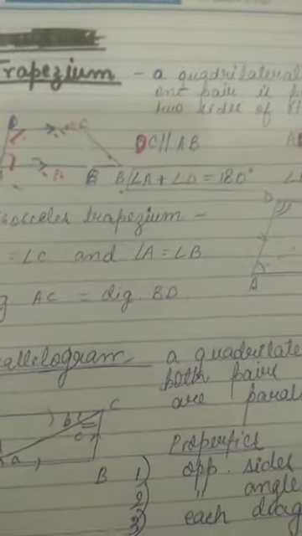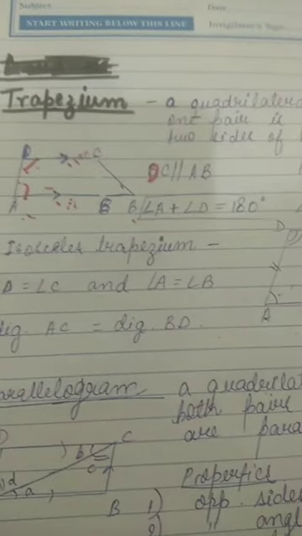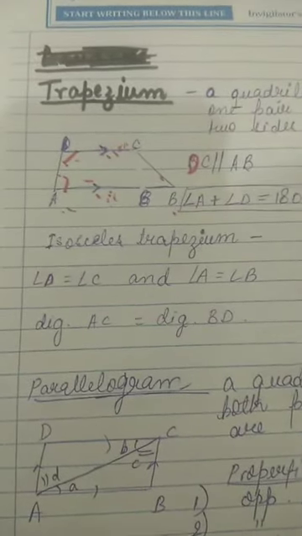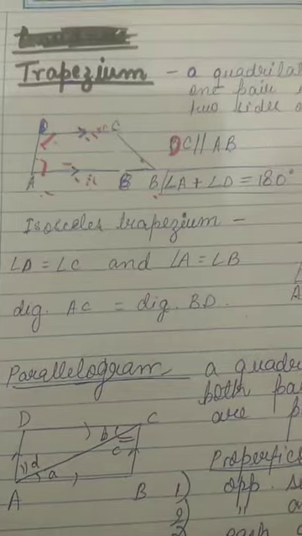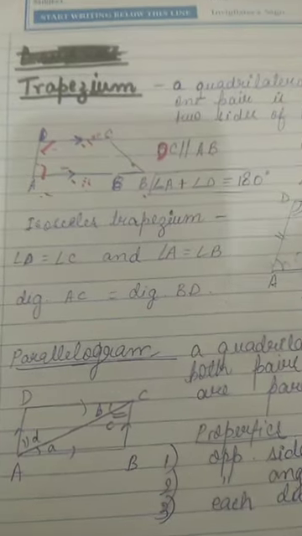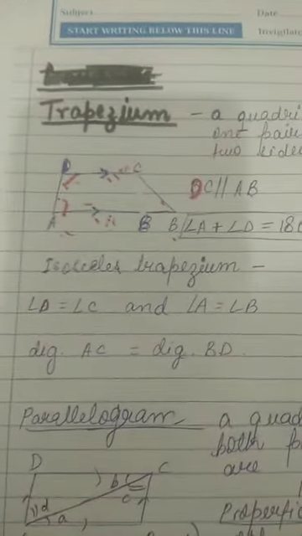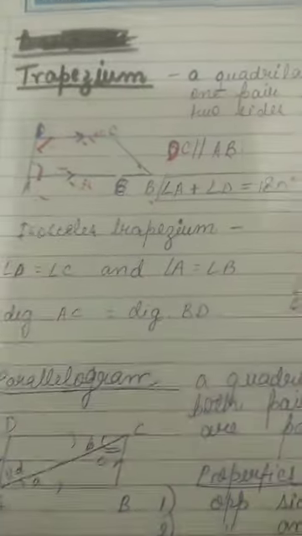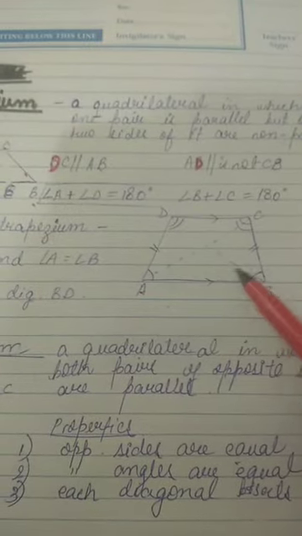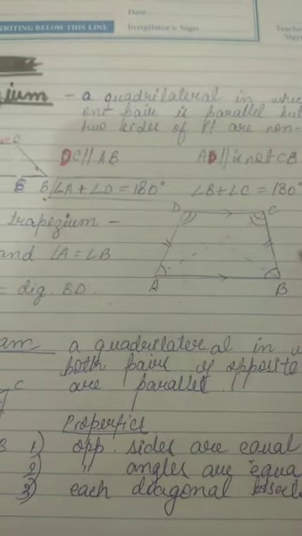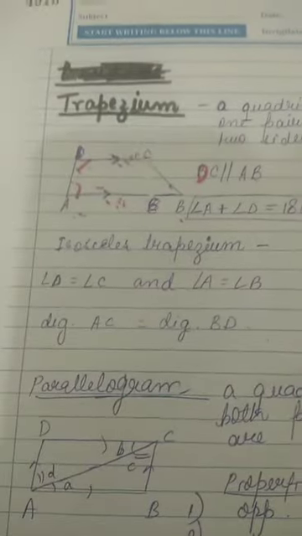The next is the types. There are two types of trapezium: the isosceles trapezium and the scalene trapezium. Isosceles trapezium is a trapezium in which the non-parallel sides are equal to each other. This is the only difference between an isosceles trapezium and a normal trapezium, which we have just discussed.